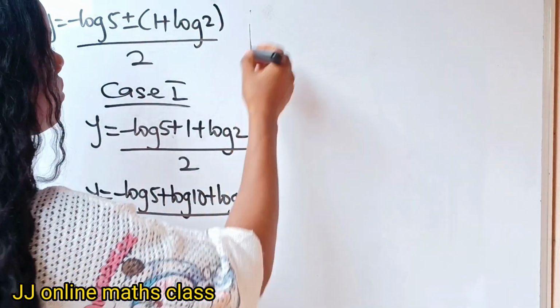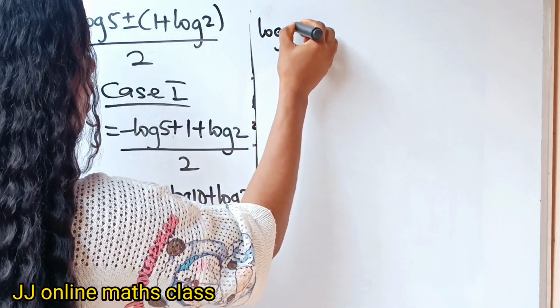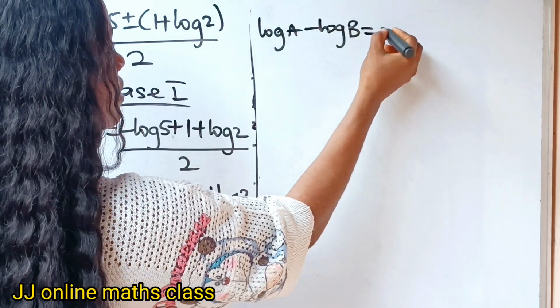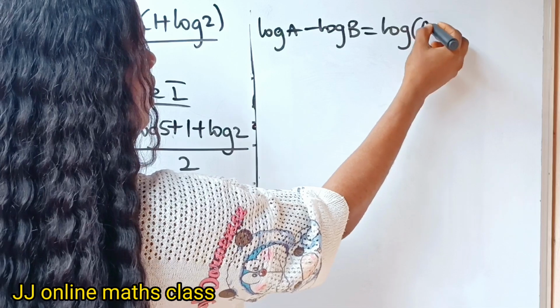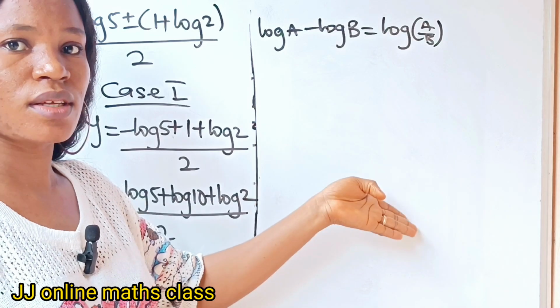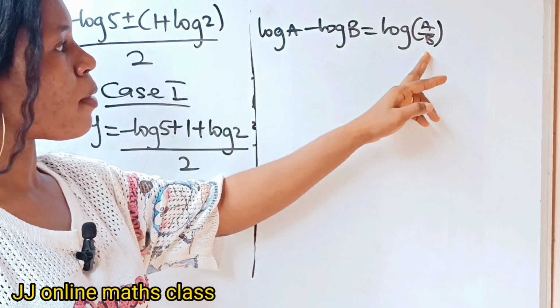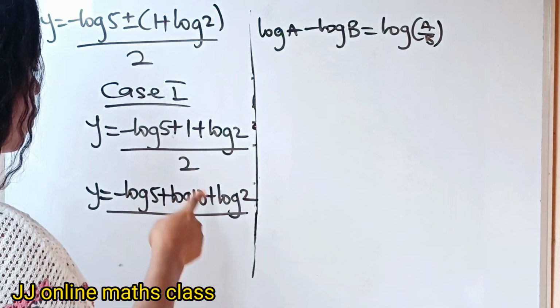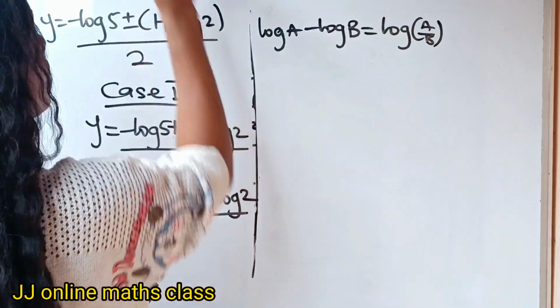We all know that log a minus log b is the same thing as log what? A over b, right? Yes, I think we have done that. We did that earlier. So log a over b is the same thing as log a minus log b. Now let's bring something like that out of this place.